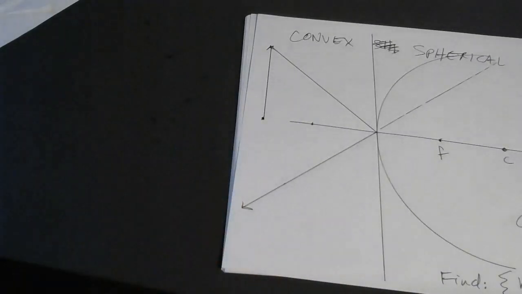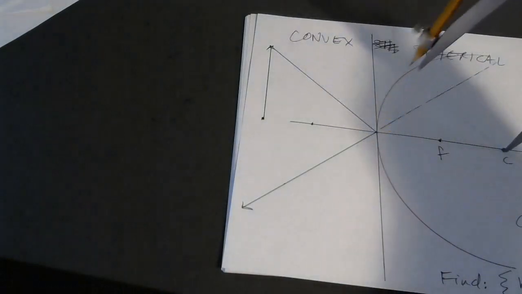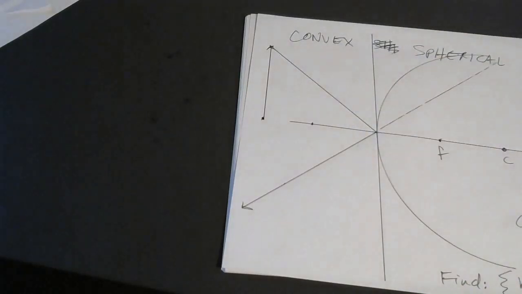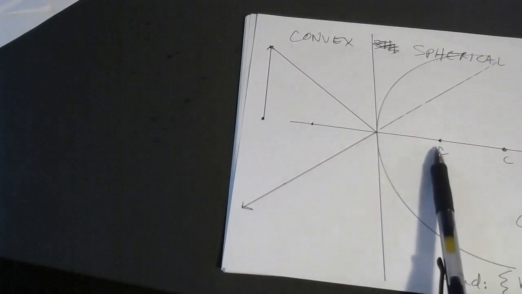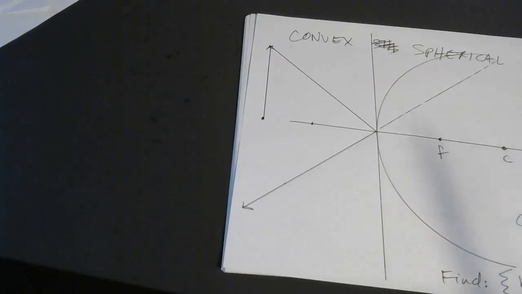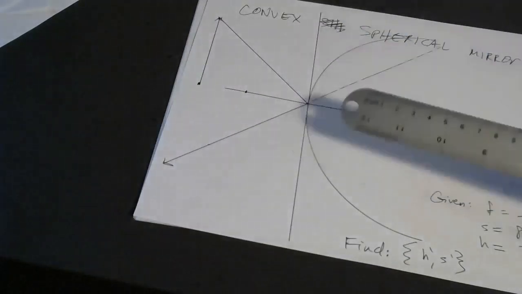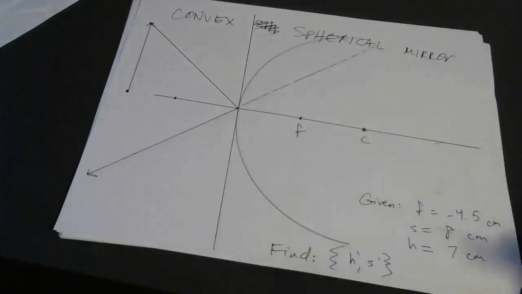Okay, so I've used my heavy-duty protractor compass. I keep doing that. My heavy-duty compass to make a heavy-duty circle here, representing this convex spherical mirror. And just like for a concave mirror, the focal point is halfway between the vertex of the mirror and the radius, the center of curvature. Now I've measured this with my ruler and determined that the focal length from here to here is about 4.5 centimeters, but I gave it a minus sign because convex mirrors are considered to have negative focal lengths.